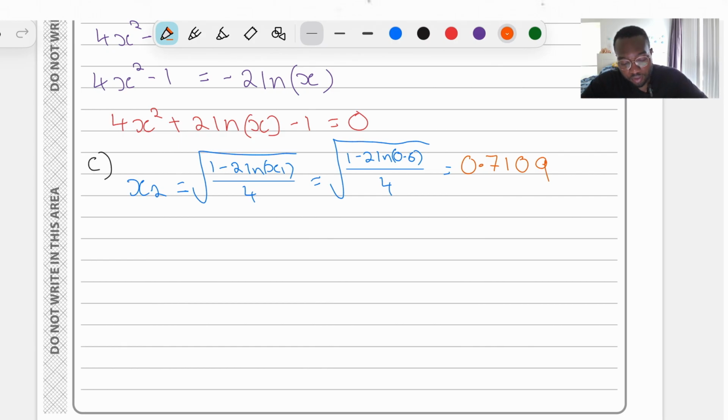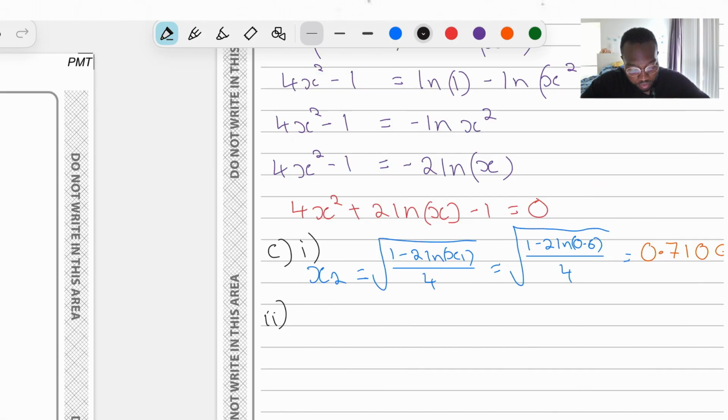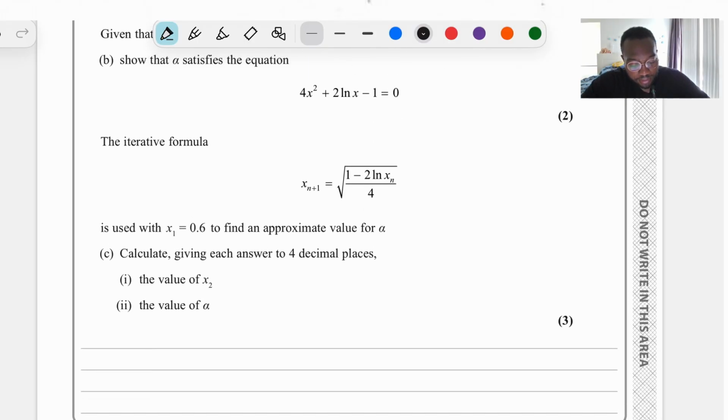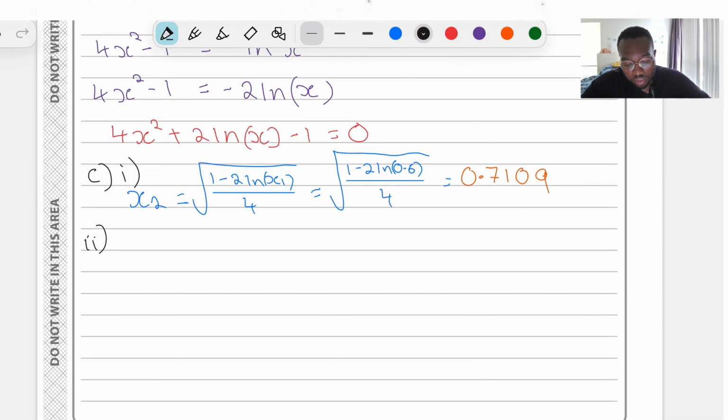For this second bit, what we need to do is find an approximate value for alpha. Now, they say giving each answer to 4 decimal places. So effectively, what we want to do is keep using this iterative formula until our value for x is the exact same to 4 decimal places. So for example, if we keep using this formula, right?